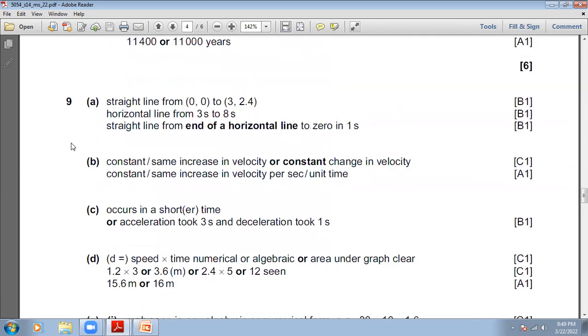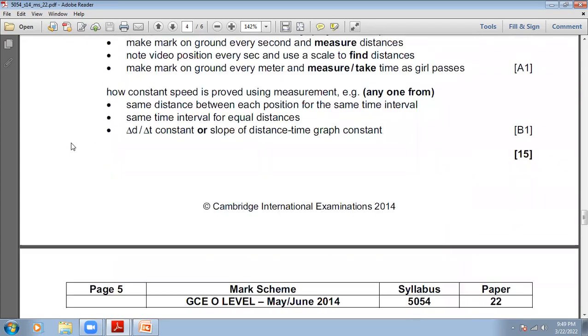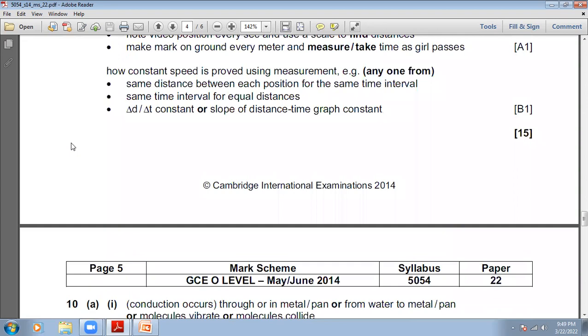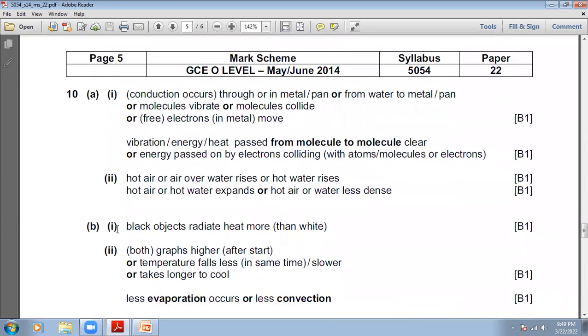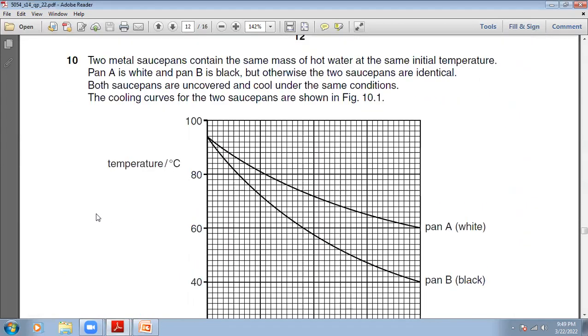Its marking scheme. You can pause the video and have a look at this marking scheme, and you can take your time and read it carefully. So we are done with question number 9. So let's move to the next question. The next question will be question number 10.